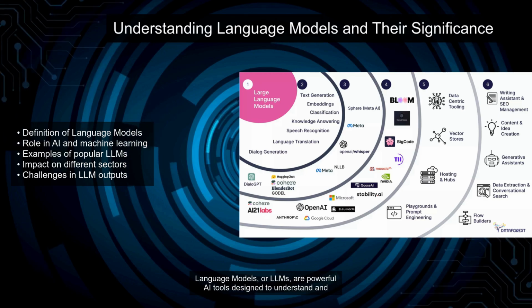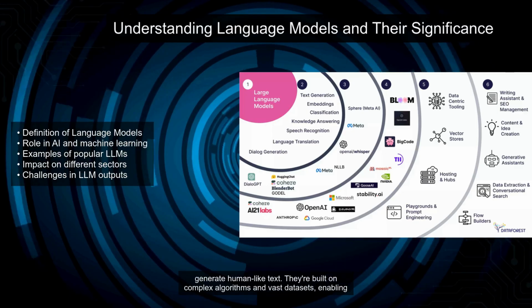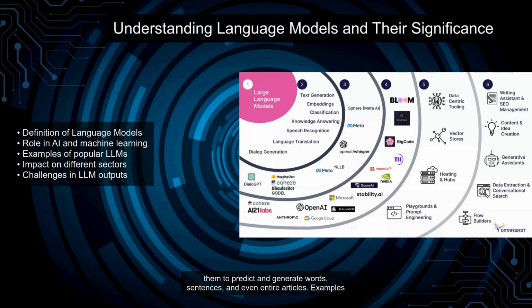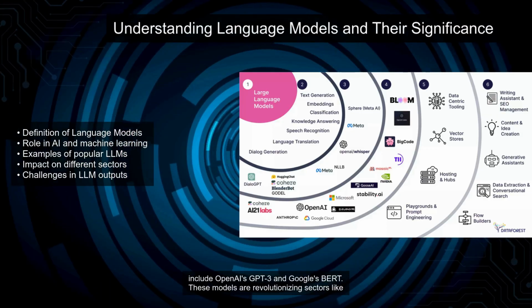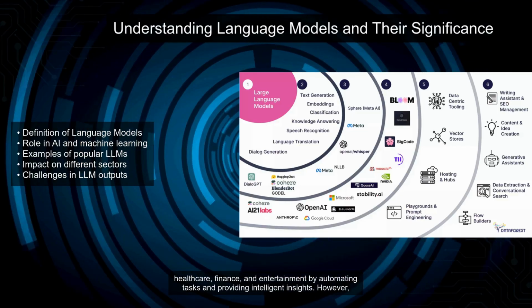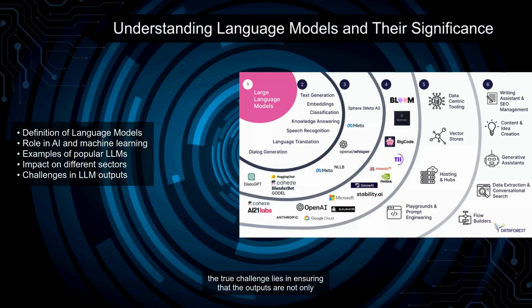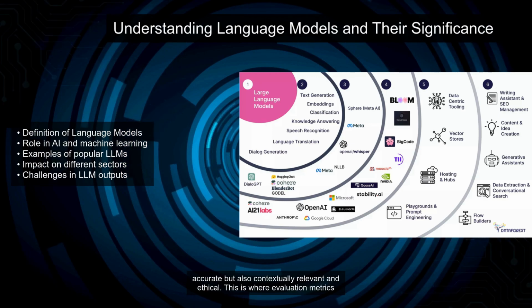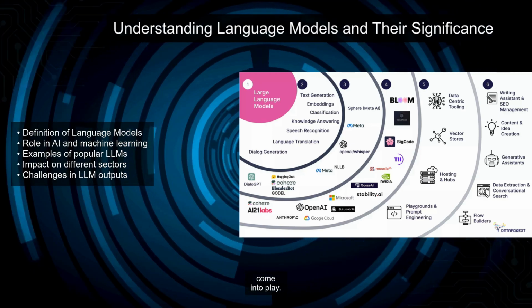Let's dive in. Language models, or LLMs, are powerful AI tools designed to understand and generate human-like text. They're built on complex algorithms and vast datasets, enabling them to predict and generate words, sentences, and even entire articles. Examples include OpenAI's GPT-3 and Google's BERT. These models are revolutionizing sectors like healthcare, finance, and entertainment by automating tasks and providing intelligent insights. However, the true challenge lies in ensuring that the outputs are not only accurate but also contextually relevant and ethical. This is where evaluation metrics come into play.